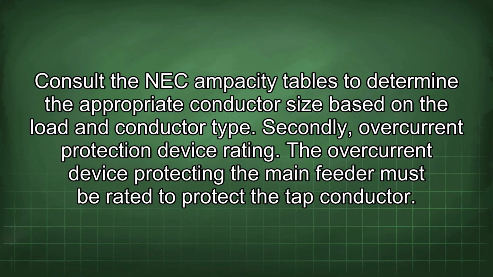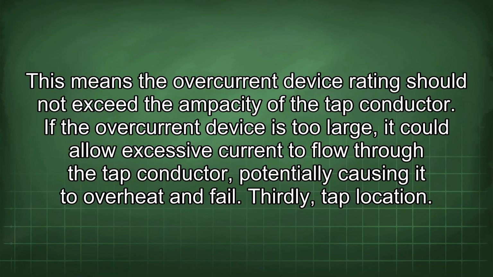Secondly, overcurrent protection device rating. The overcurrent device protecting the main feeder must be rated to protect the tap conductor. This means the overcurrent device rating should not exceed the ampacity of the tap conductor. If the overcurrent device is too large, it could allow excessive current to flow through the tap conductor, potentially causing it to overheat and fail.